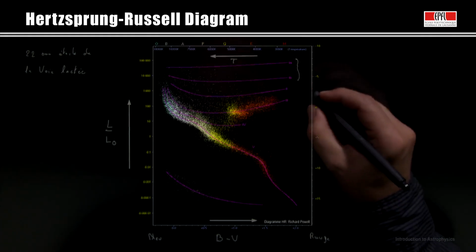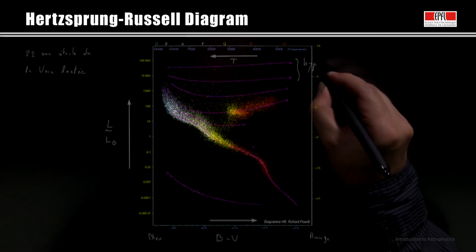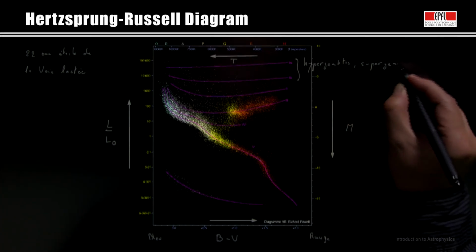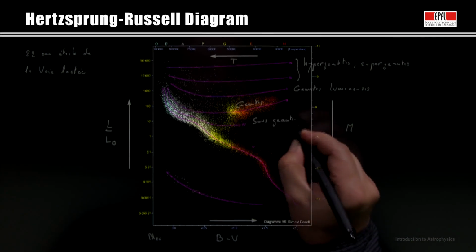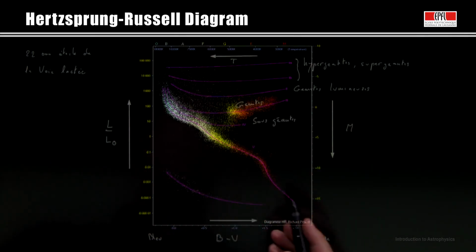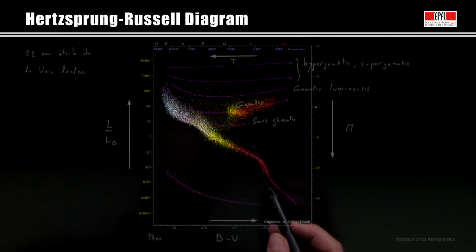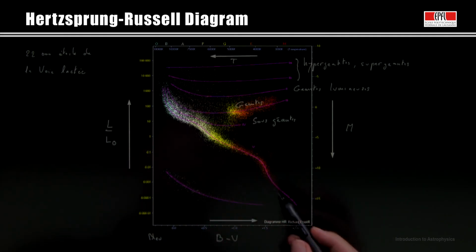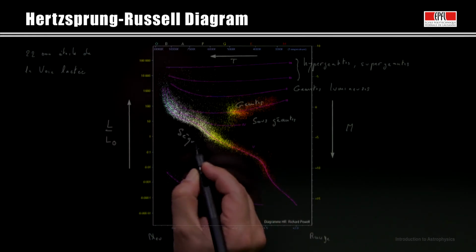We have here very big and bright stars, hypergiant and supergiant stars. Here are the bright giants, the giants, and the subgiants. 80% of stars are actually on this sequence called the main sequence. Stars burn their hydrogen into helium during all their life on this sequence. It is hence a mass sequence called the main sequence.